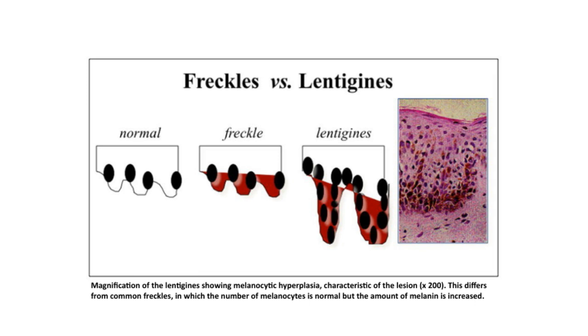Recognizing the hyperplasia helps us differentiate lentigines from other pigmented lesions, especially those that are simply due to increased melanin production rather than cell proliferation. So, in summary, this slide emphasizes that the characteristic feature of lentigines at the cellular level is melanocytic hyperplasia, setting them apart from freckles, which have normal melanocyte numbers but increased melanin.